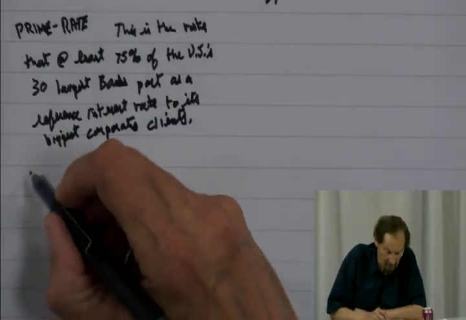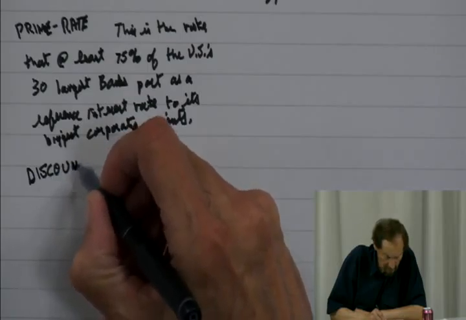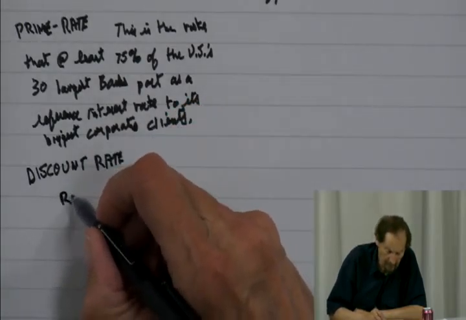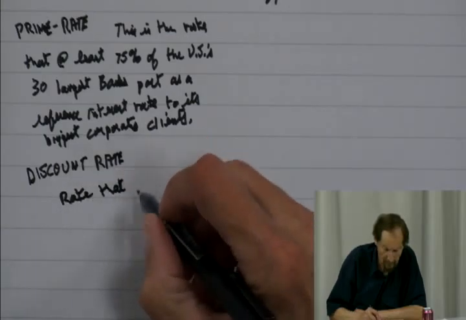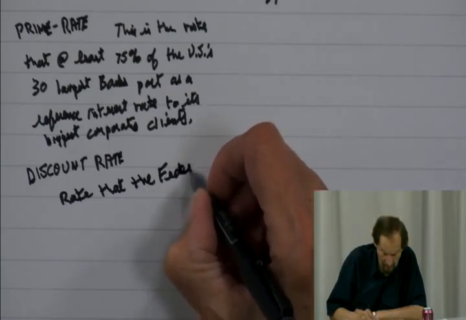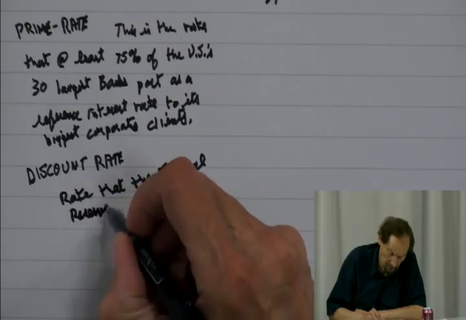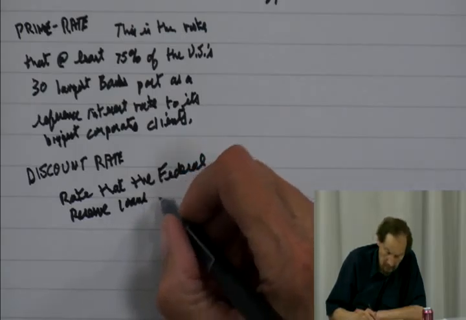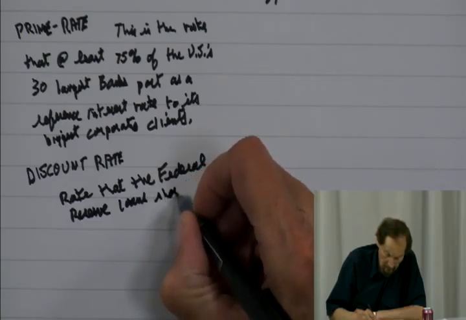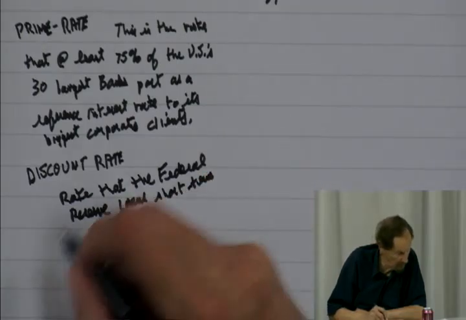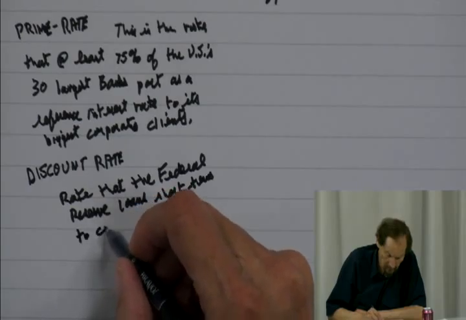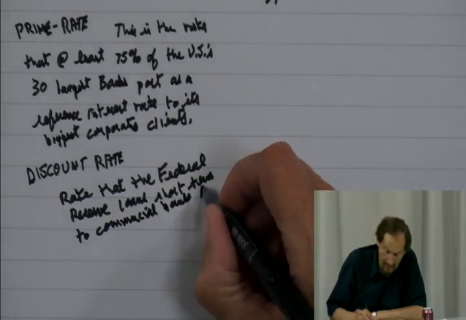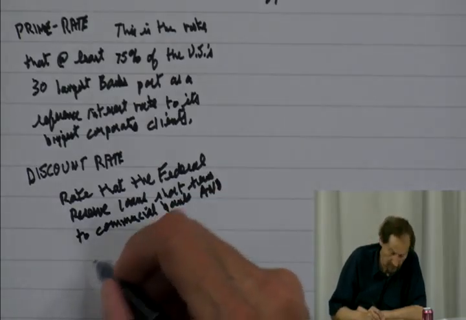Now, there's also the discount rate. And this is the rate that the Federal Reserve loans short-term to commercial banks and financial institutions. This is important.